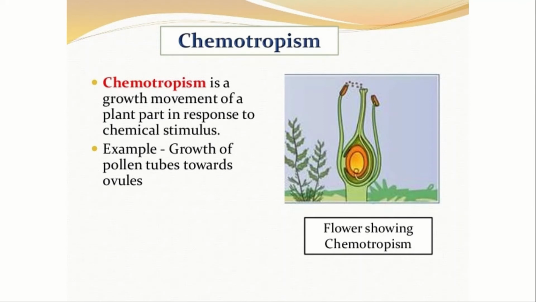Chemotropism is a growth movement of a plant part in response to a chemical stimulus. So wherever chemicals are generated, the movement will be observed. Example: growth of pollen tubes towards the ovule.